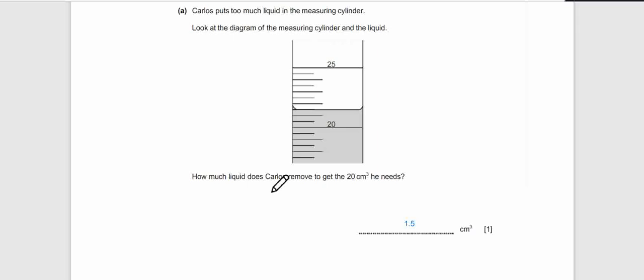So the number 20 to 25, so we have 21, 22, 23, 24, and 25. And this one is 21 here. We stop at 21 and halfway between 21 and 22, so it must be 21.5. We want to make it only 20, so the extra is 1.5. That's it. Next, question B.